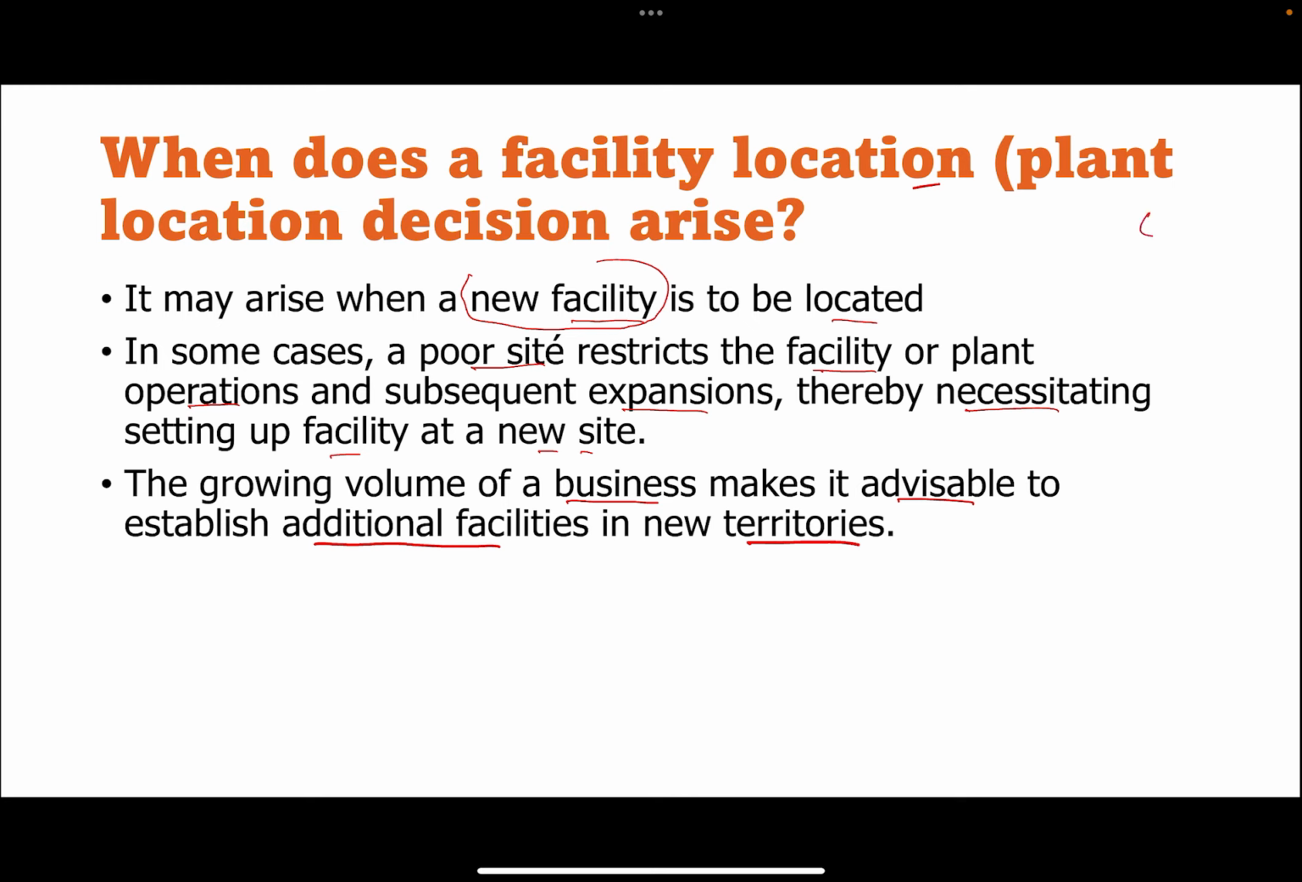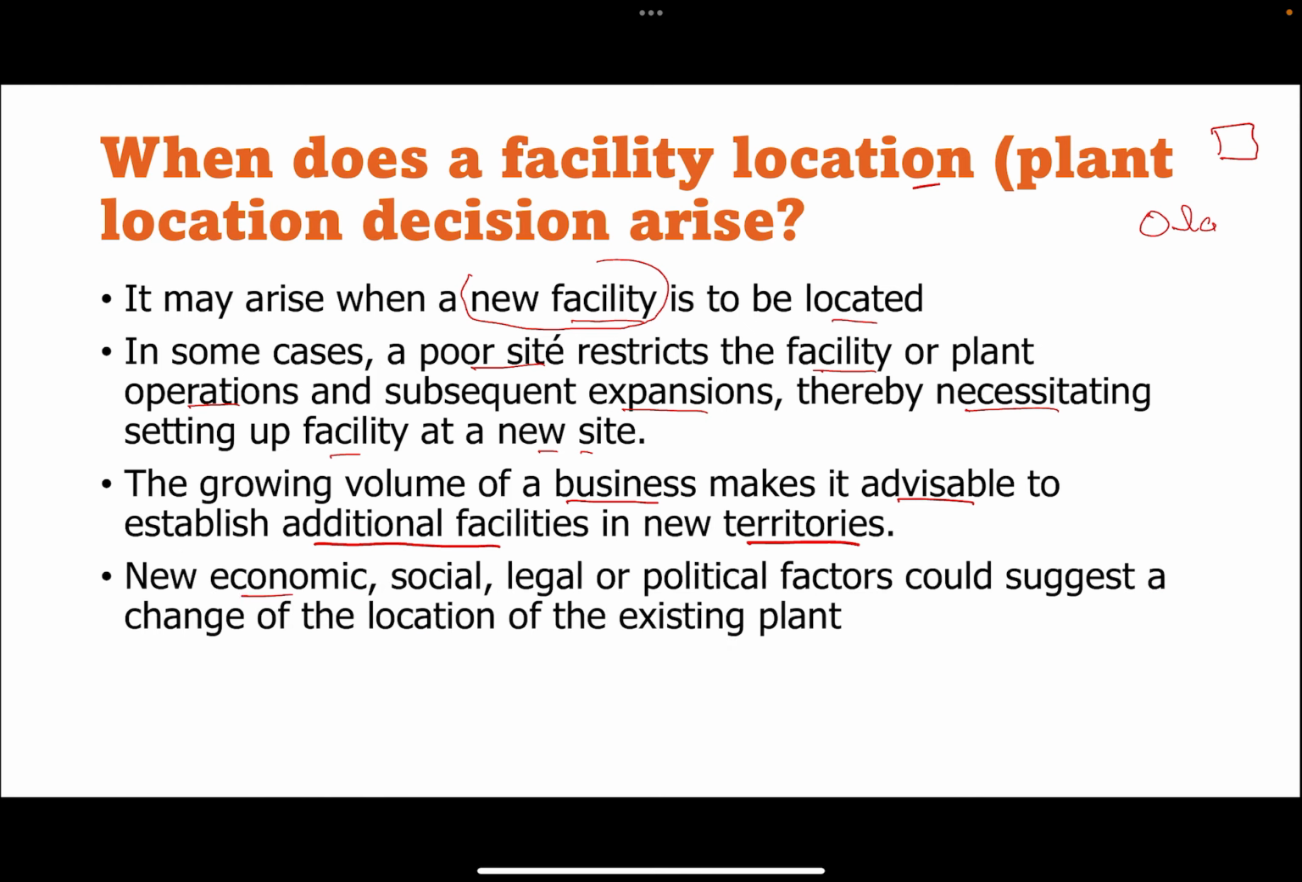For example, take the case of Ola. It had its manufacturing facility in one part of the country, and once its business volume grew, they wanted to set up new factories in different parts of India, to cater to the new customers.